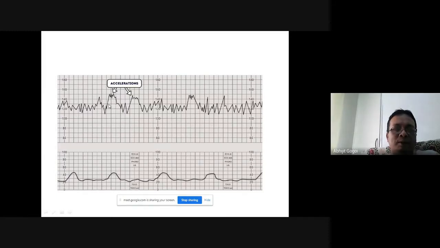So more than 15 seconds, 10 seconds, 20 seconds. If you take this distance, it is more than 15 seconds. More than 15 beats. Okay. Let's say we draw a baseline here, where the baseline is 124. And then the peak is at 150. So 150 minus 124 is more than 15. So it is good. Good acceleration. More than 15 beats, more than 15 seconds. So that is acceleration.